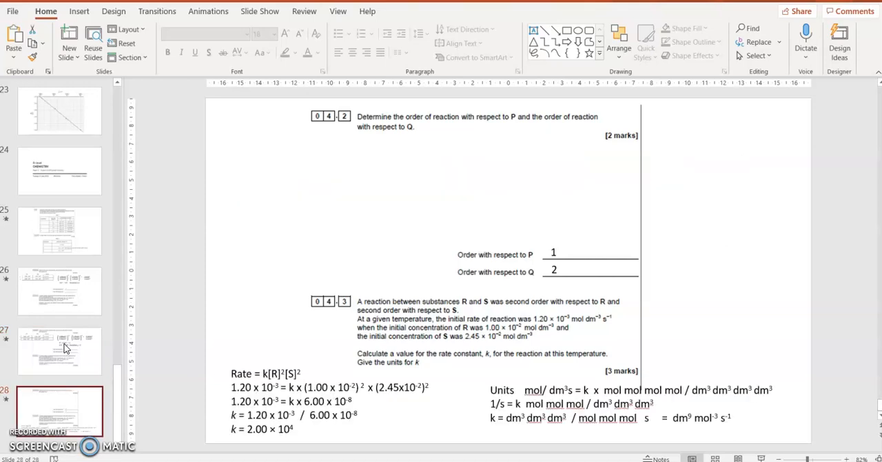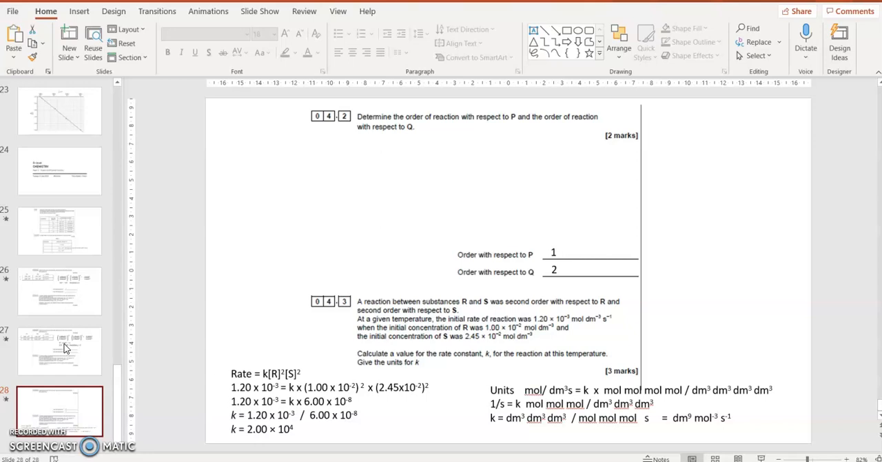It says you've got to write a rate equation, and it's giving you the rate equation in words. It says at a given temperature, the initial rate was 1.2 times 10 to the minus 3. So the rate is rate constant K multiplied by R and S, that's okay. It says second order with respect to R, so I've got R concentration squared. Second order with respect to S, so I've got S squared.